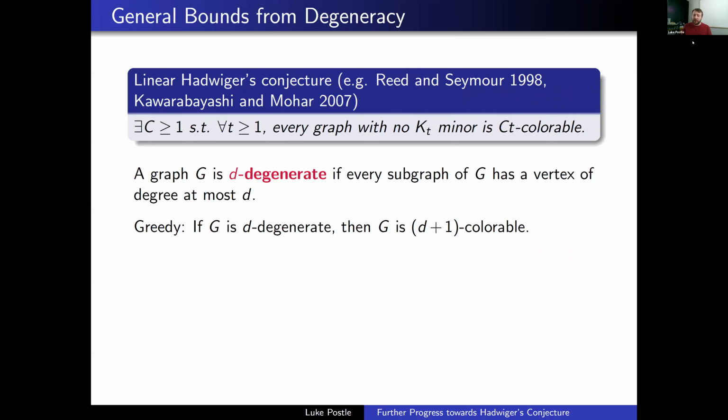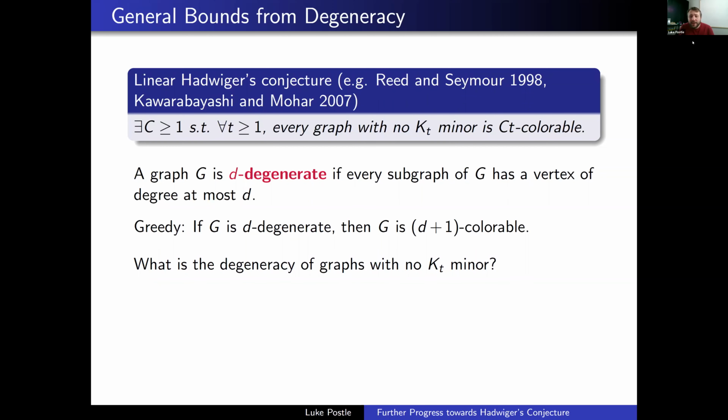But what else can we do? Well, there's a nice degeneracy argument. A graph G is called d-degenerate if every subgraph of G has a vertex of degree at most d. This is essentially the same, up to a constant, as maximum average degree. And a greedy algorithm shows that if G is d-degenerate, then G is (d+1)-colorable. This is how you show planar graphs are 6-colorable, they're 5-degenerate. So what can we get with that?